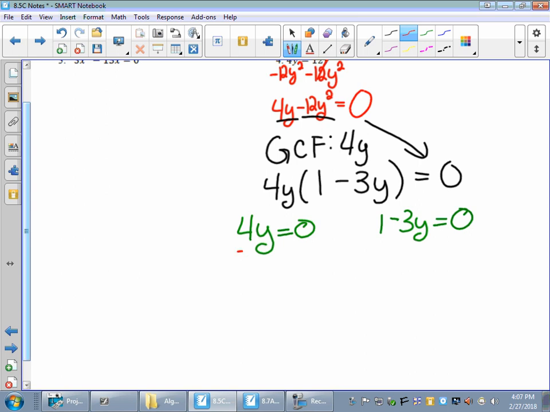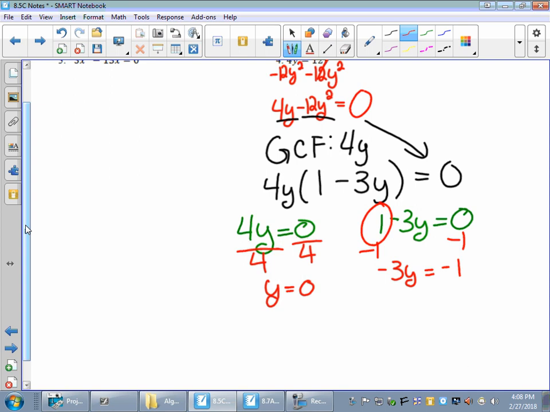4y equals 0. In order to get rid of that 4, we want to go ahead and divide by 4. We'll get y equals 0. And over here on the other one, I have 1 minus 3y. I want to get rid of this positive 1 that's in the front first. Since it's a positive, the opposite is minus, so subtract 1 from both sides. I'm left with a negative 3y is equal to a negative 1.